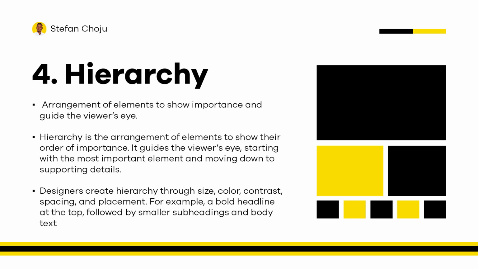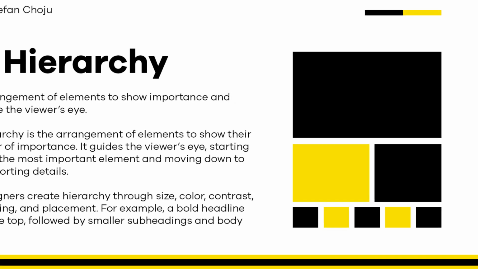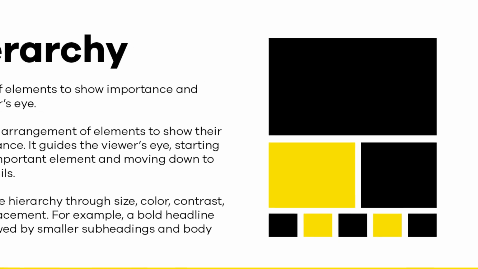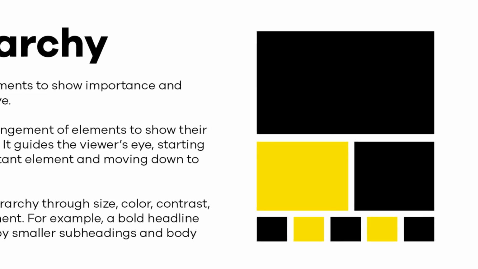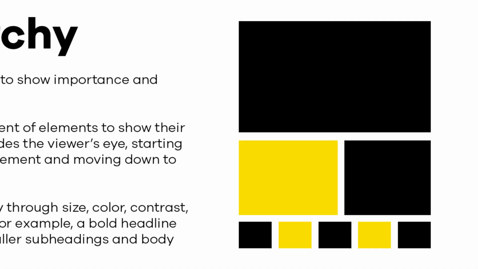Designers can create hierarchy through size, color, contrast, spacing, and placement. For example, a bold headline at the top followed by a smaller subheading and body text. Alright, if you look at the image on the right hand side, you can see I demonstrated hierarchy. First of all, I have a very big black rectangle. You can imagine the rectangle to be like a headline. Where will your eyes go first? It will go to the biggest thing there. So that's how hierarchy is in play. You make the most important thing the biggest to draw people's eyes to it quickly.